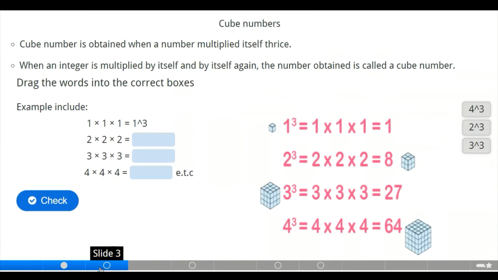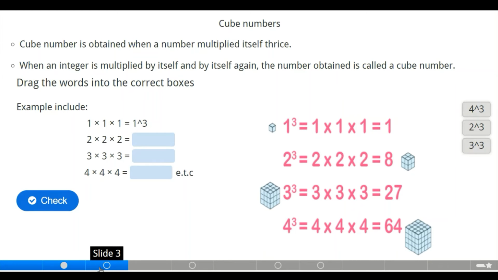Now let's look at a cube number. A cube number is obtained when a number is multiplied by itself thrice. So when you multiply a given number 3 times, then we have that as the cube of that number. When an integer is multiplied by itself and by itself again, the number obtained is called a cubed number.